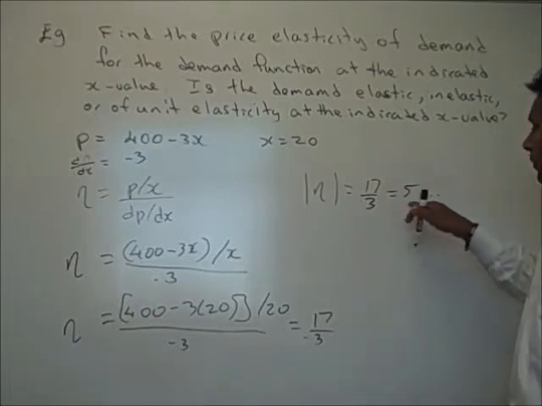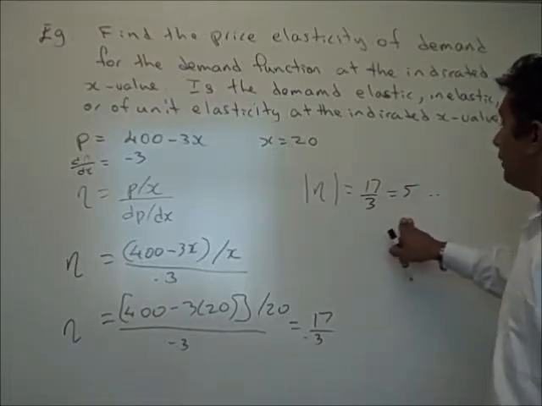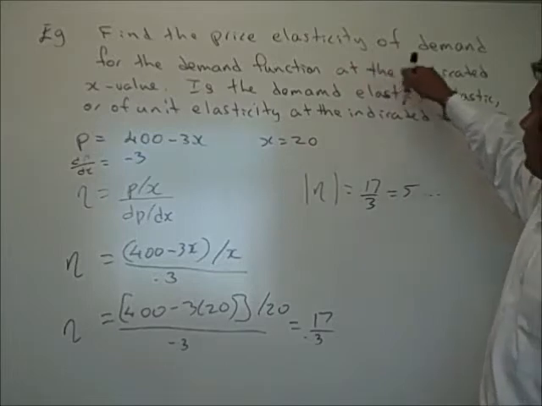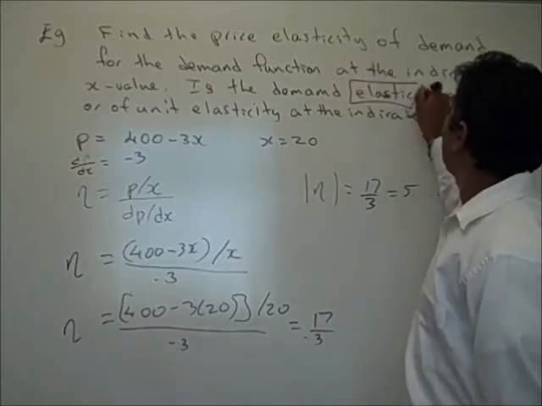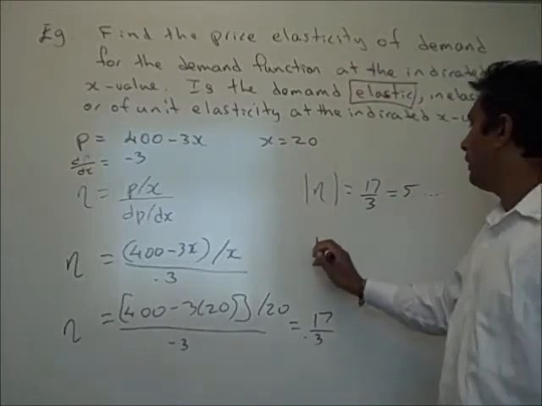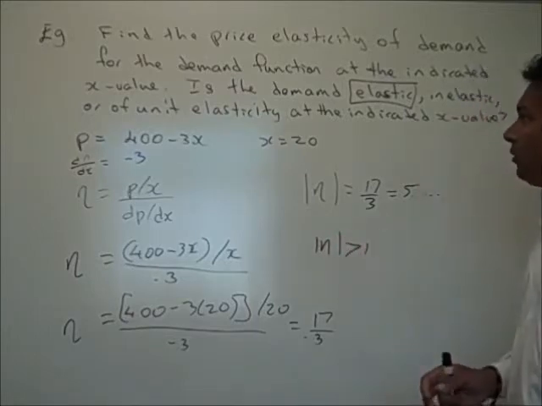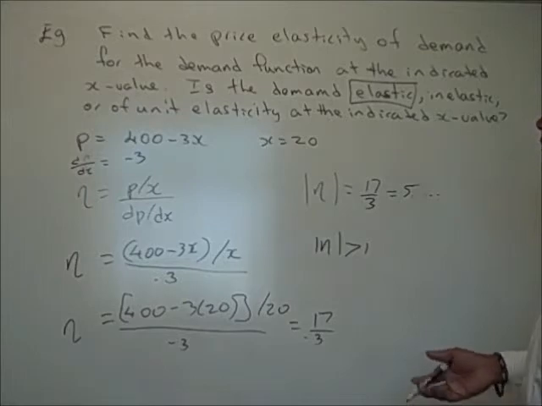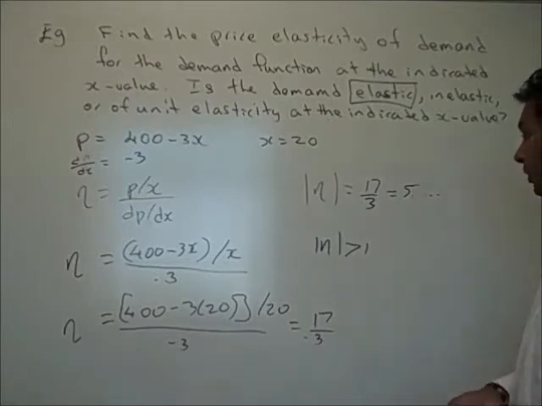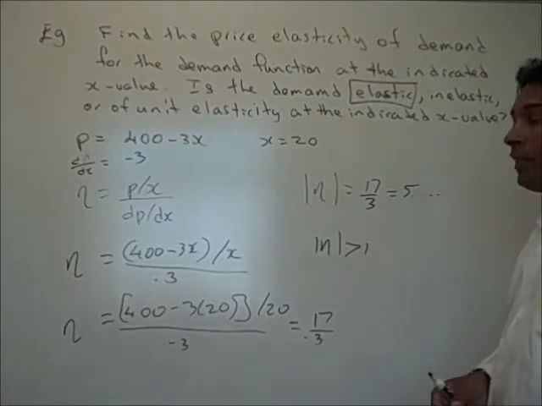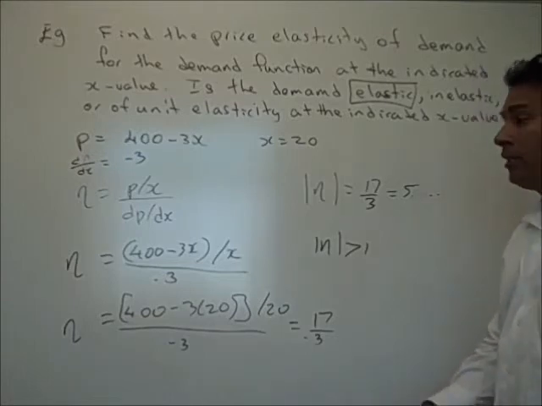Now, since this is greater than 1, we know that our elasticity is actually elastic, since the absolute value of eta is greater than 1. So this is an example where the price elasticity is actually elastic, which means that a change in price will definitely affect a change in demand.